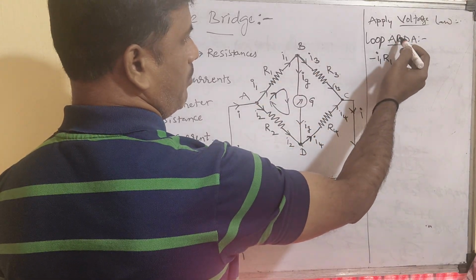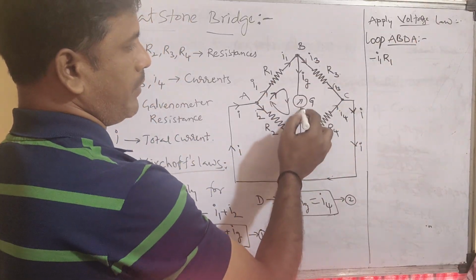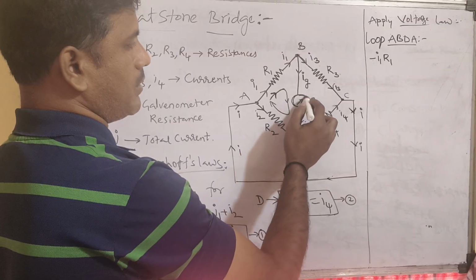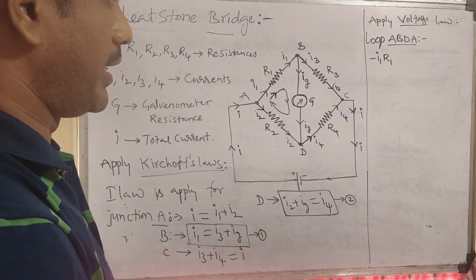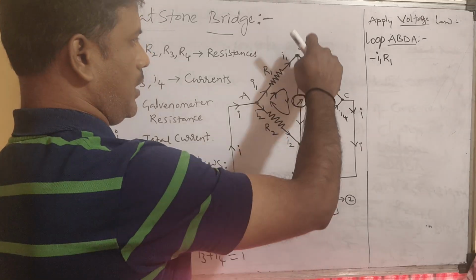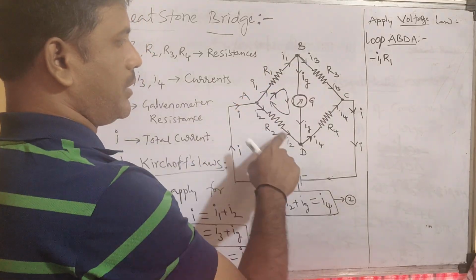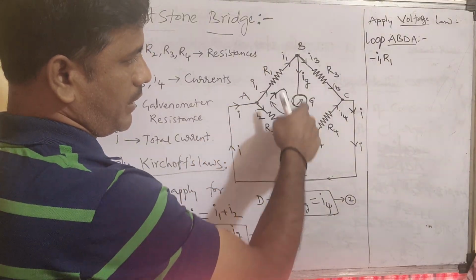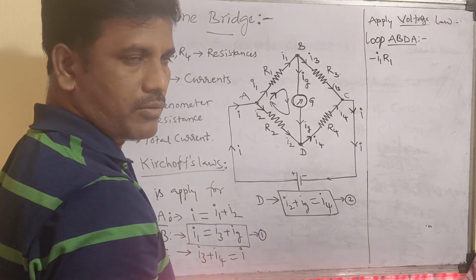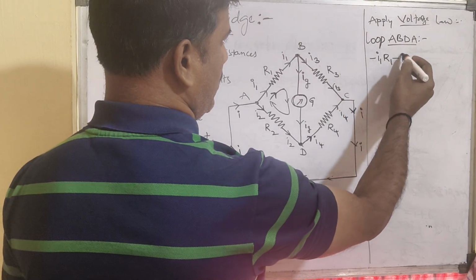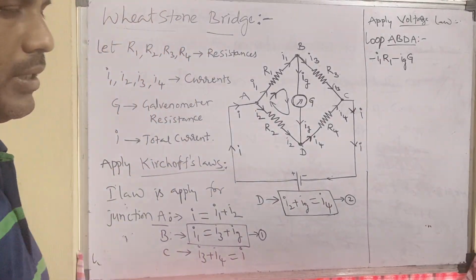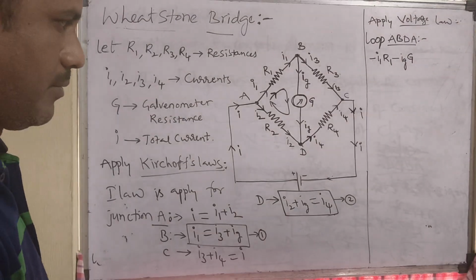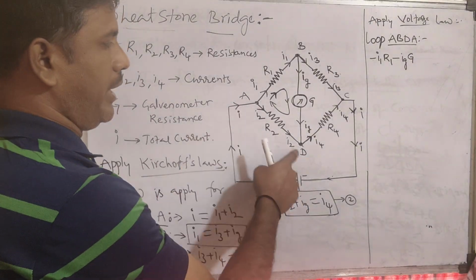Next, B to D. A to B is over. B to D is also a resistance. The galvanometer has a certain resistance, that resistance is capital G. That's why the current that passes is Ig. The loop direction is downwards and the current direction is downwards. That's why minus Ig G, the galvanometer current times its resistance capital G.